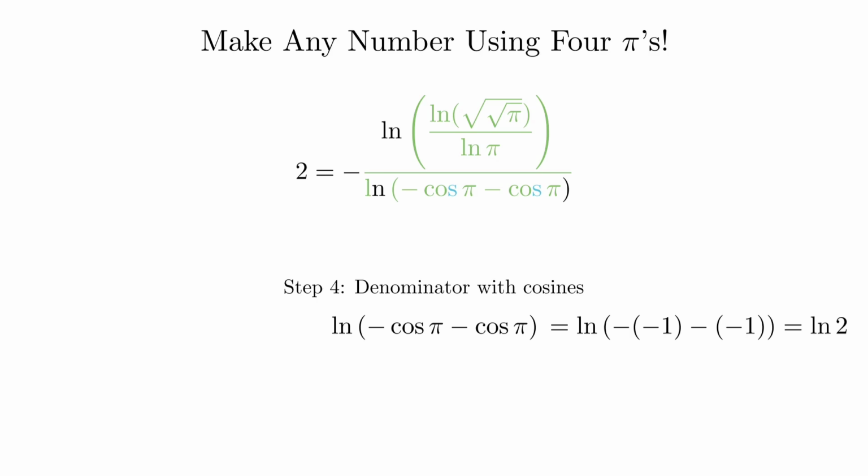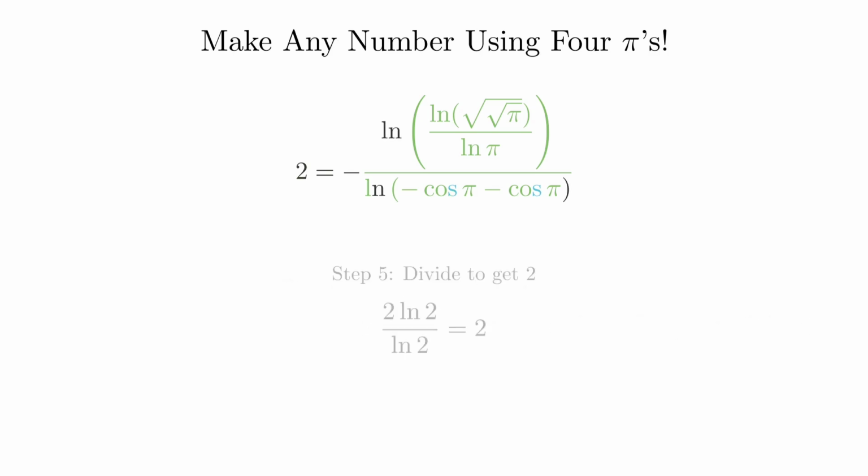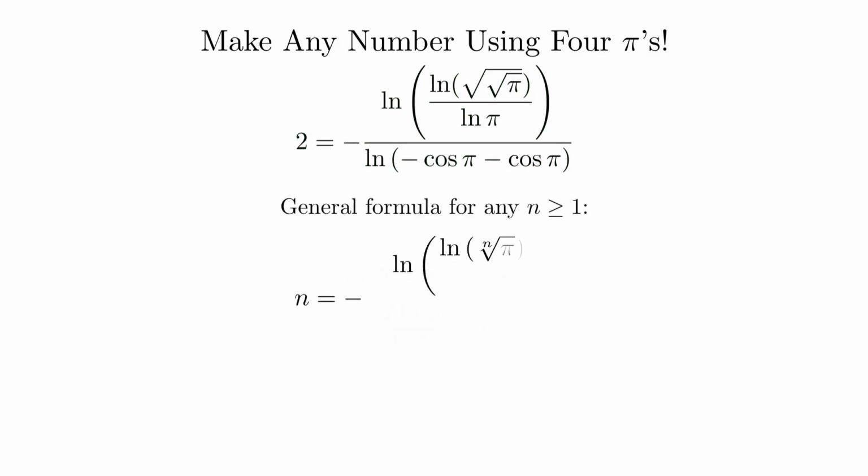All right, let's put it all together. We take our numerator, 2 ln 2, and divide it by our denominator, ln 2. The ln 2's cancel out, and boom, we're left with 2. We did it! Using exactly 4 pies, we've made the number 2. Pretty awesome, right? But here's the really cool part.